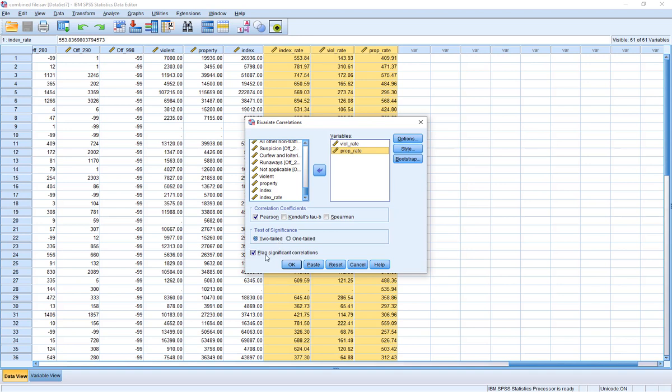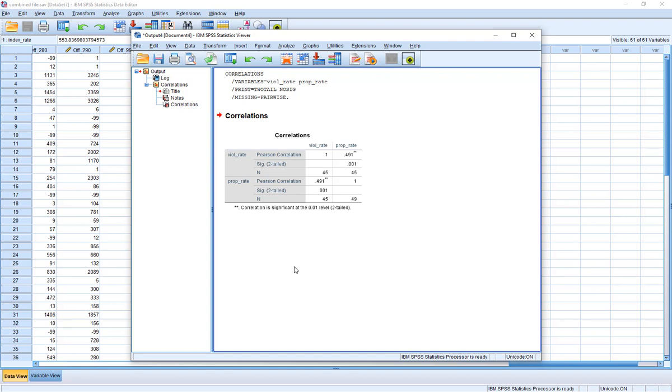You can see as well the default here is it's going to flag significant correlations. All that means is anytime our significance value goes below the 0.05, it's going to put an asterisk in to tell us that that's a significant relationship. And the test of significance is going to be based on a two-tailed test. And again, that is just the default. If we wanted to, we could switch it over. With that in mind, let's say OK.